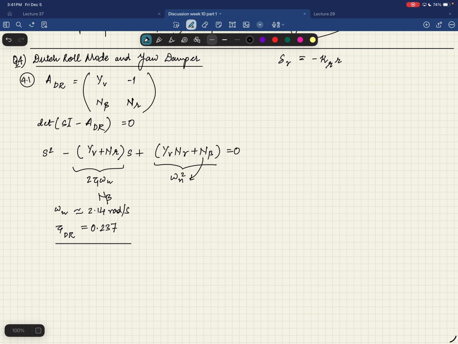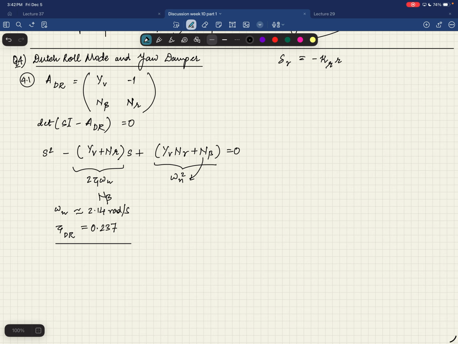If I had just written in the question to use a state feedback loop, what would you have done? Negative K beta times beta, negative KR times R. But here I am telling you to forget about beta. I do not have an amplifier, gain, or sensor which is reading beta. The only access I have is to measure R. I have an electronic circuit which is measuring R, and then an amplifier providing the feedback gain. So my control law is only dependent upon R.